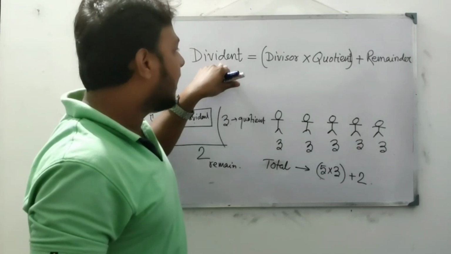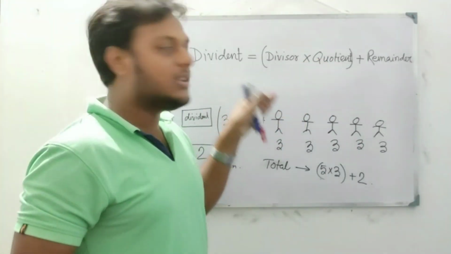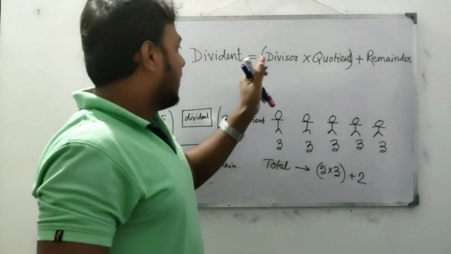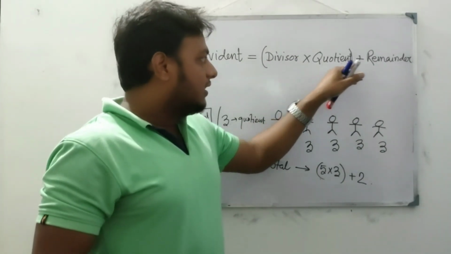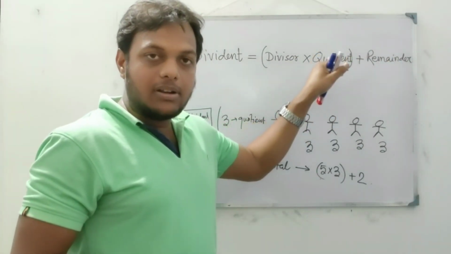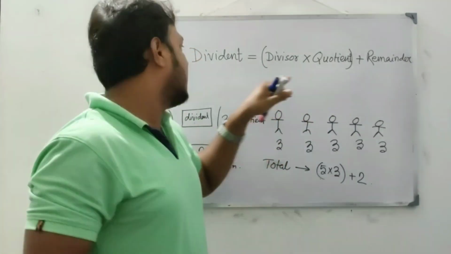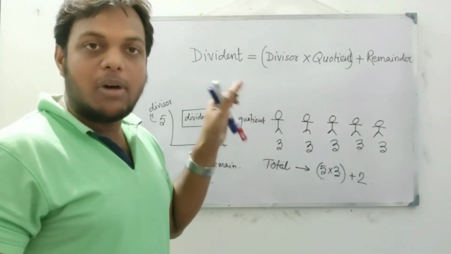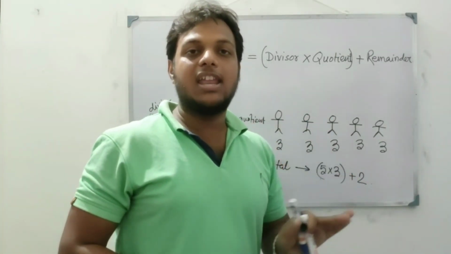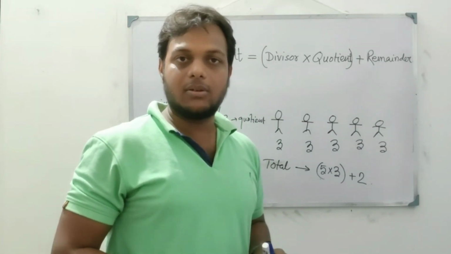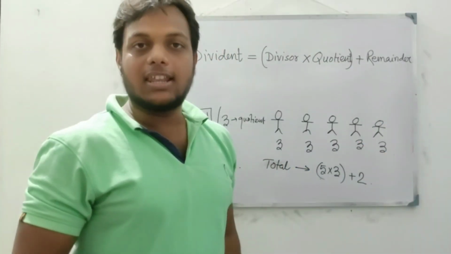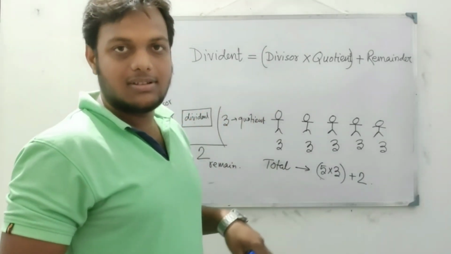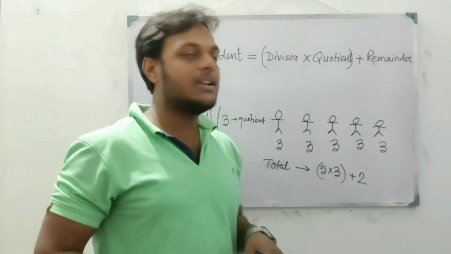Dividend must be identical with divisor into quotient plus remainder. Identical means that on the left hand side and right hand side you will get the same number. If you multiply divisor into quotient and after that add the remainder, then the number which we get must be equal to the dividend. That means identical with dividend. So this process must be followed in each and every division. This is called the division algorithm. I know that all of you knew about this relation: dividend equals divisor into quotient plus remainder.